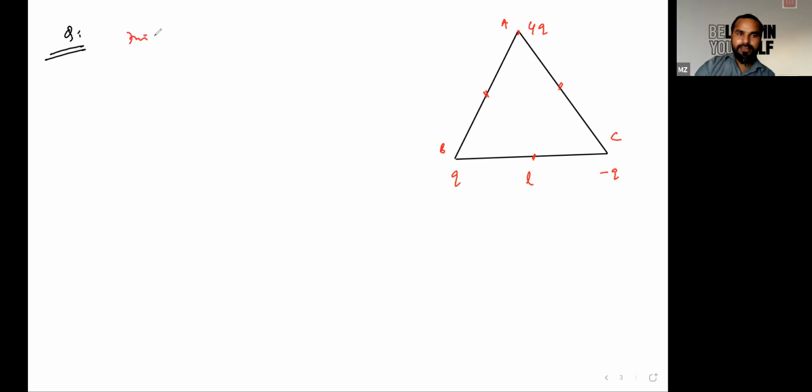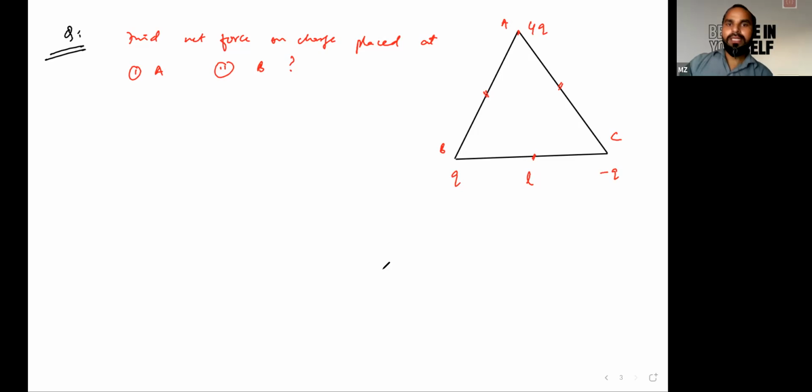We have to find the net force on the charge placed at first A and second B. I'm solving the first part. I will give you the second part. For the first part, let's draw this particular figure.